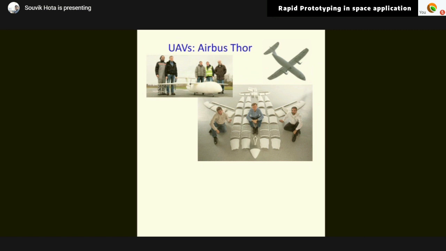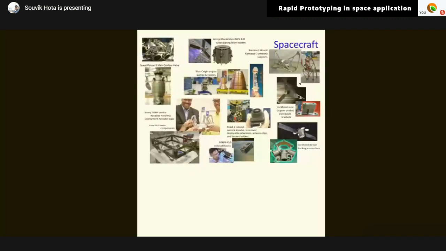So another example of Aurora, that is manufactured with the help of Stratasys jet. Stratasys is another manufacturer who are manufacturing machines for this rapid prototyping technique, 3D printing machines. So they are pioneers in their area. So these are all areas where you can see in spacecraft also, we are using this 3D printing technology or this rapid prototyping technology.